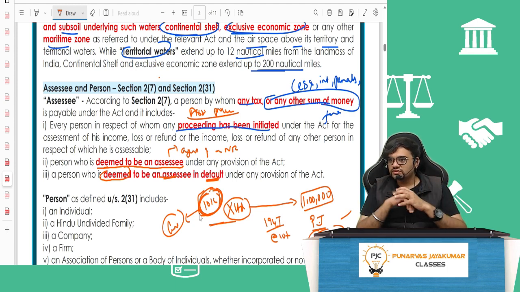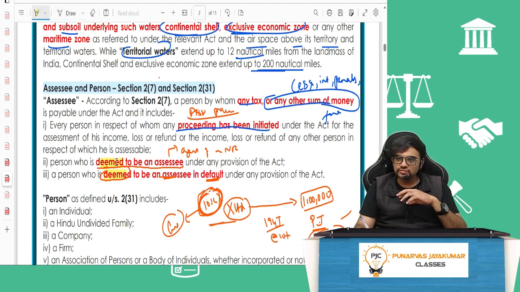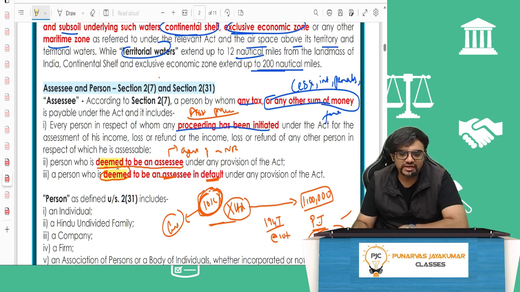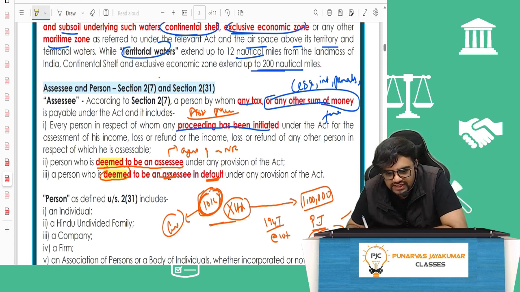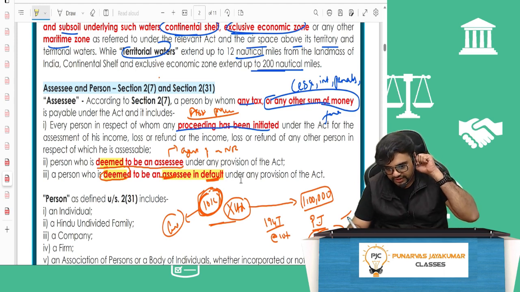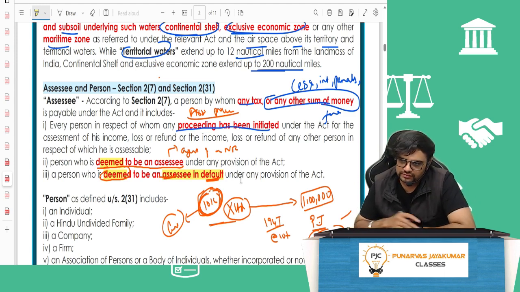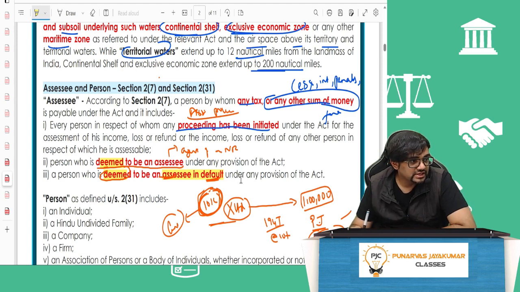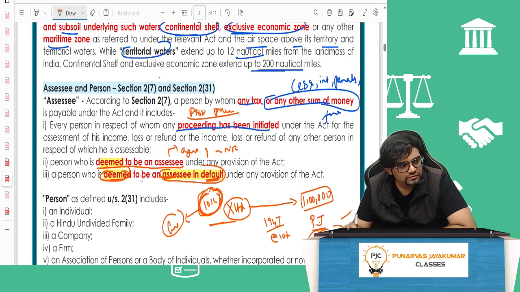But they are not at all SSE, no. They are SSE for their income. Whose income is this? My income. That's why the lawmaker has made them what? Deemed. Deemed means it's a fiction. Assumed. So in this example, X Limited is deemed to be what? SSE in default. X Limited is deemed to be SSE in default. They have committed the default. That's the reason.